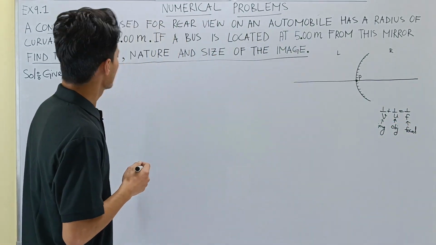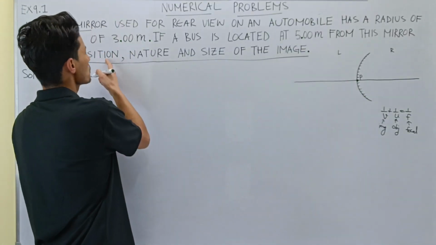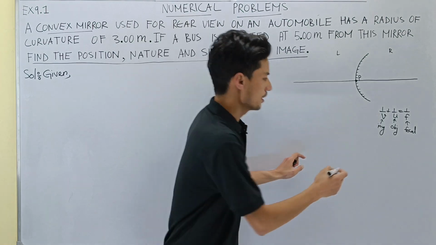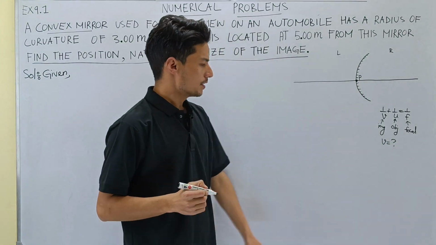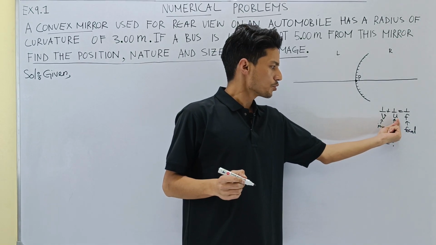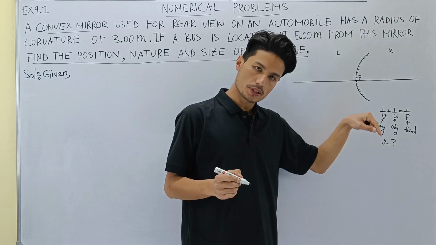So we have to find v because we are supposed to find the position of the image. Position of the image is represented by v, so v is what we are supposed to find. Got it? Now that means the other two things should be given to us. So u, the object distance, should be given to us, and focal length should also be given to us.